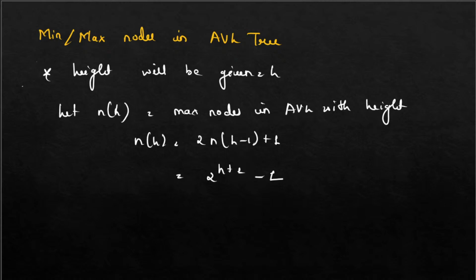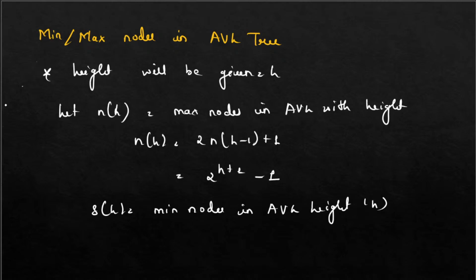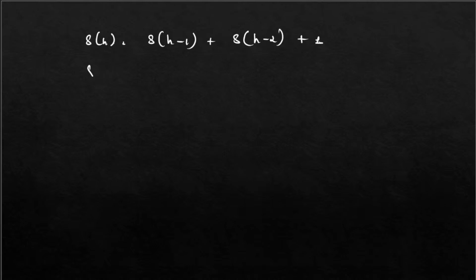And s of h equals the minimum nodes in an AVL tree of height h. So how will the equation be? See, it will be s of h equals s of h minus 1 plus s of h minus 2 plus 1. So s of 0 is 1, s of 1 is 2, s of 2 is 3. Okay.